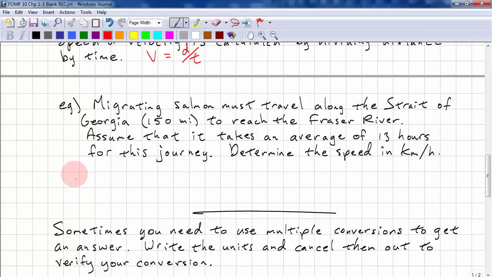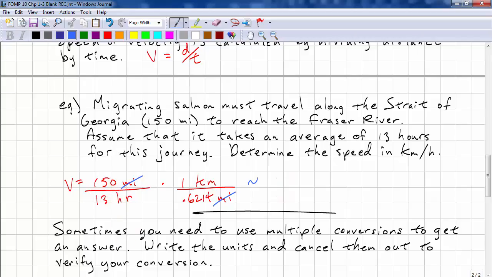Okay, so v equals 150 miles, and we're dividing by 13 hours. And we're going to multiply this by 1 kilometer over 0.6214 miles. Cancel out the miles. Now we have kilometers per hour, which is what we want. So we've done the conversion correctly.